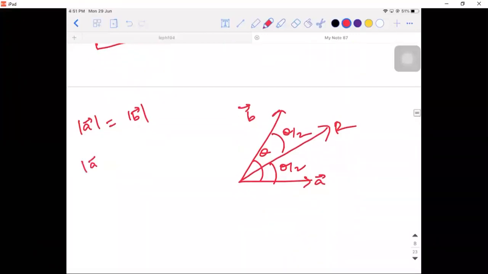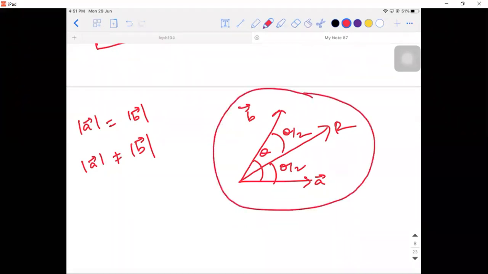If the magnitude of A vector is not equal to the magnitude of B vector, then the resultant will be close to the vector of higher magnitude. So these are all the concepts that you need to apply, because this chapter demands a lot of vectors and explaining all these things. Okay, so this chapter is over. Is there any doubt?